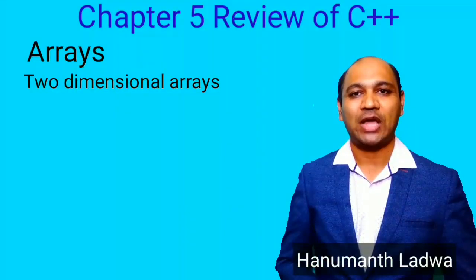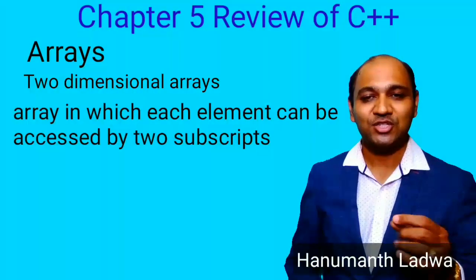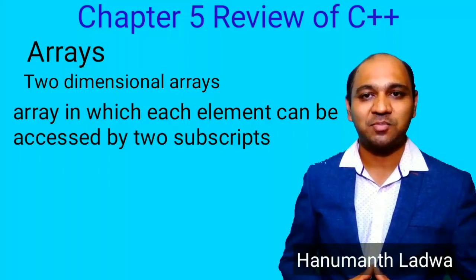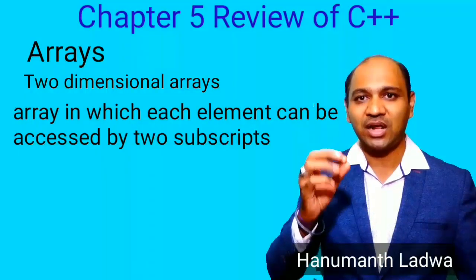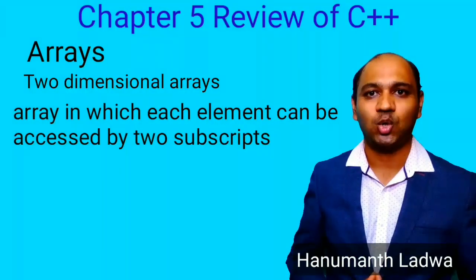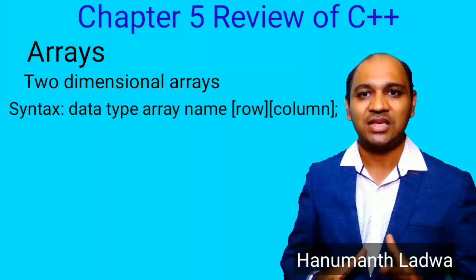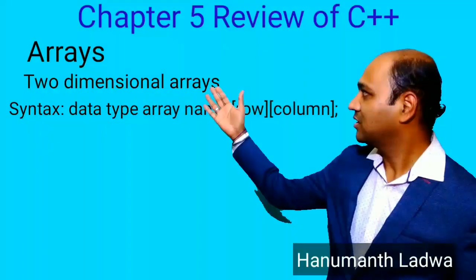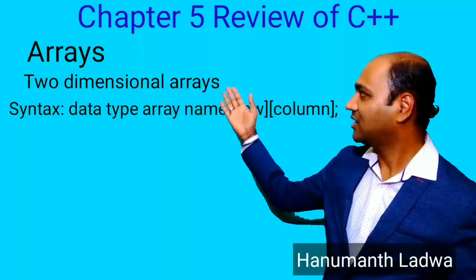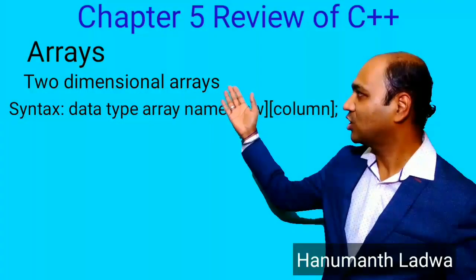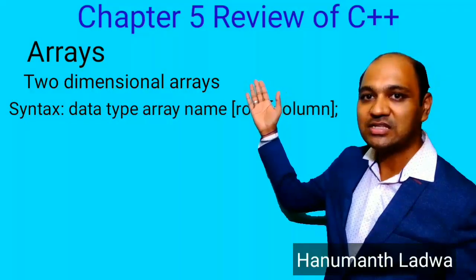Now let us continue with the two-dimensional arrays. What do you mean by two-dimensional array? It is an array in which each element of an array can be accessed by means of two subscripts is called as a two-dimensional array. So in a two-dimensional array, the first subscript always represents a row and the second subscript always represents a column. Now let us see the syntax. So here we'll write data type, next we'll write array name, and inside the square bracket we're going to write first row, and inside the square bracket we're going to write column and then semicolon.